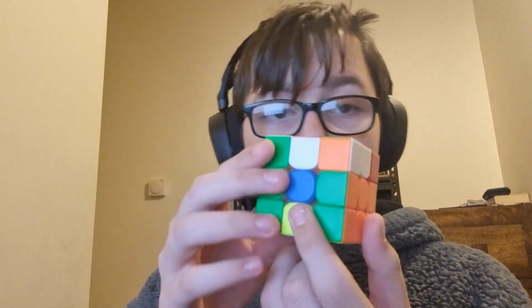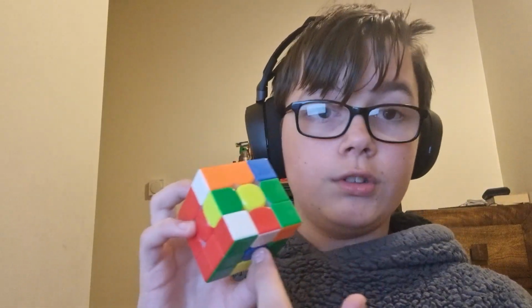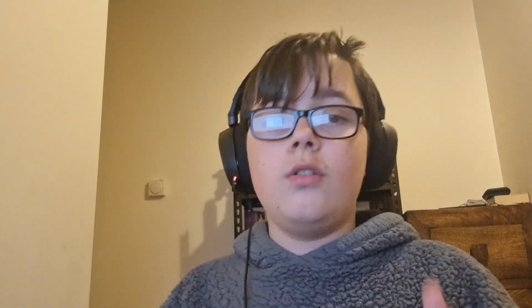So, if you don't already know, the big three methods are Roux, where you make a 1x2 block on one side, you make the same on the other side, you solve the corners of the top, which would be an alg set called CMLL, which means corners of the last layer. It's just got an M in it because it ignores the M slice. You then do EO LSE to solve the cube.